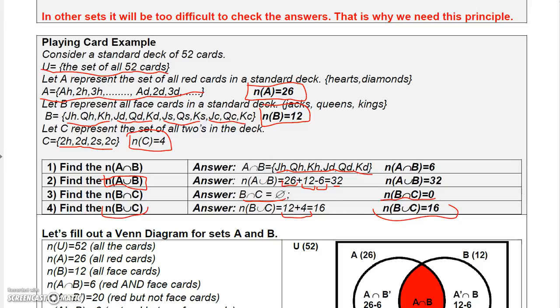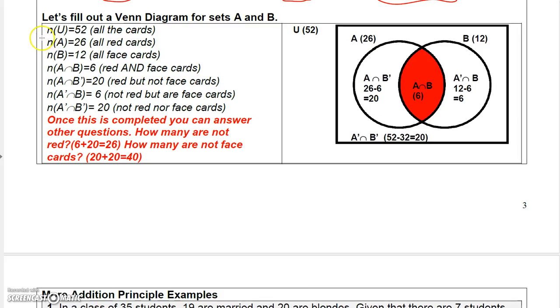Now another way to look at this is to fill out a Venn diagram. Okay, so here's the Venn diagram. Notice I have 52 out here. That represents the total that are in this rectangle. And then remember, set A had 26, set B had 12, and we knew that there's 6, the Jack, Queen, and King of Hearts, Jack, Queen, and King of Diamonds, so there's 6 in the intersection.